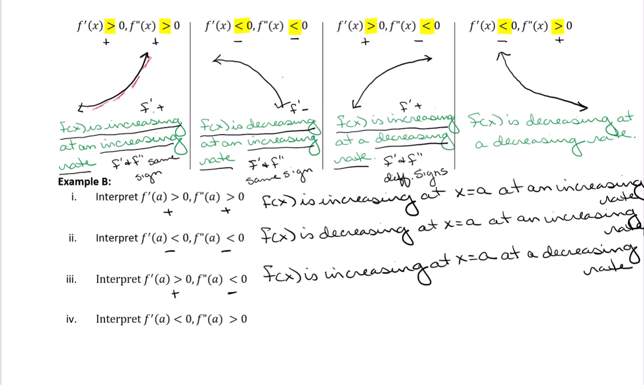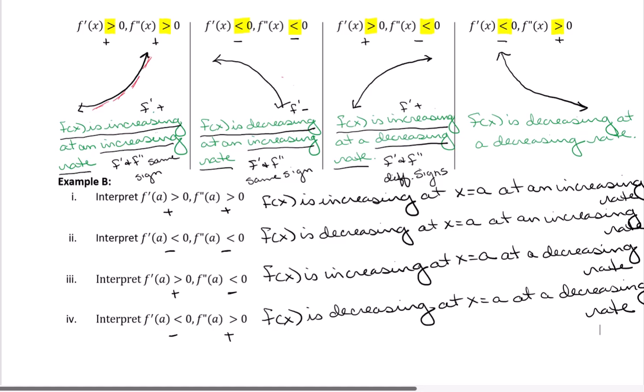Now the very last one, you can pause and see if you can do it on your own. Otherwise, our first derivative is less than 0, so it's negative, and our second derivative is greater than 0, so it's positive. This tells us that f of x is decreasing at x equals a at a decreasing rate.